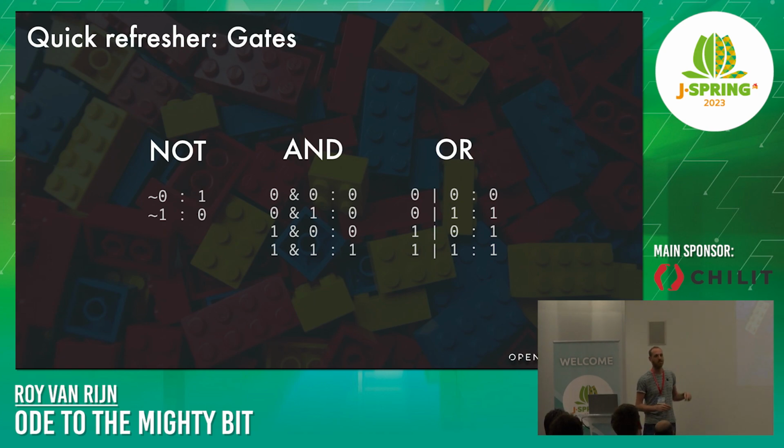Also, gates. The NOT gate, very simple. If you have a 0, you do NOT, you get a 1. I'm using the Java notation with the tilde. The AND: 0 and 0, 1 and 0, 0 and 1 are all 0. Only if they're both true, you get a 1. And an OR is if either of them or both of them is true, you get a 1.